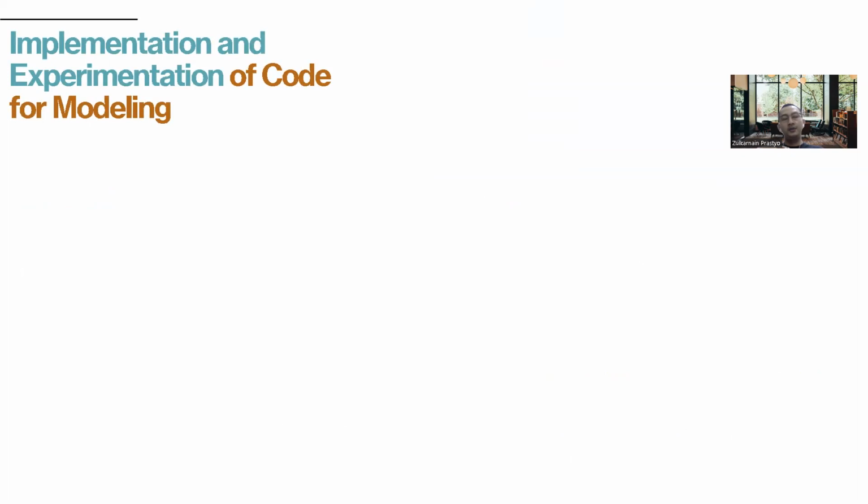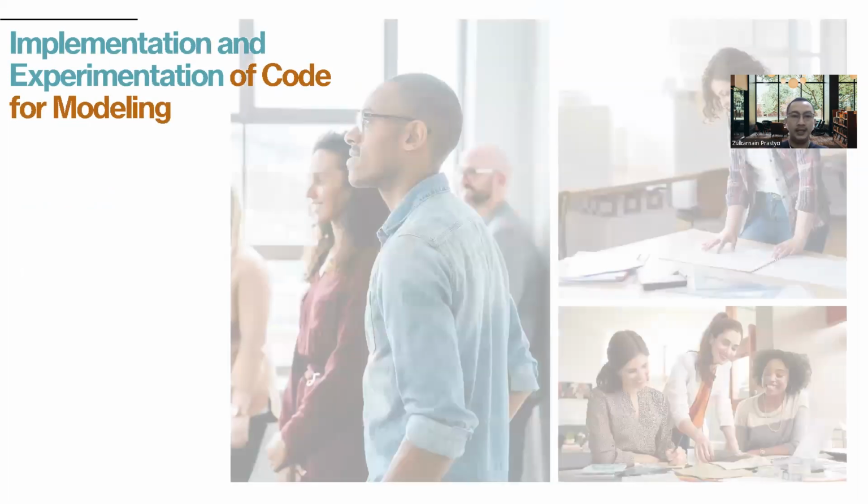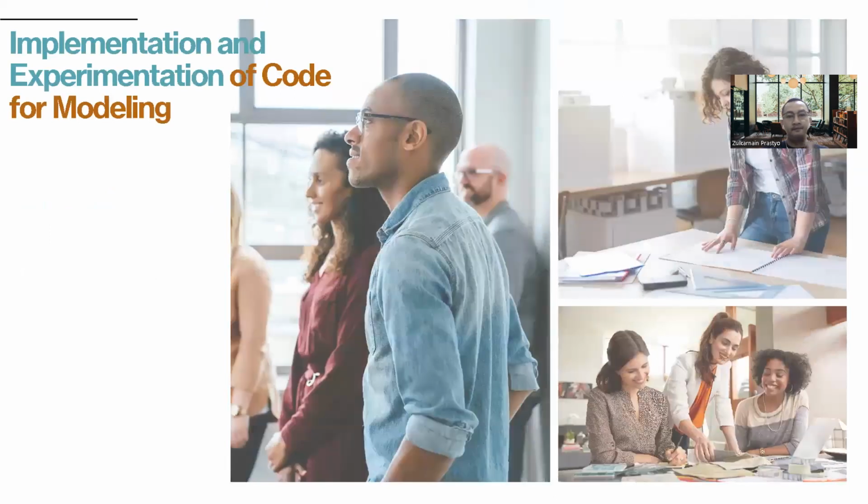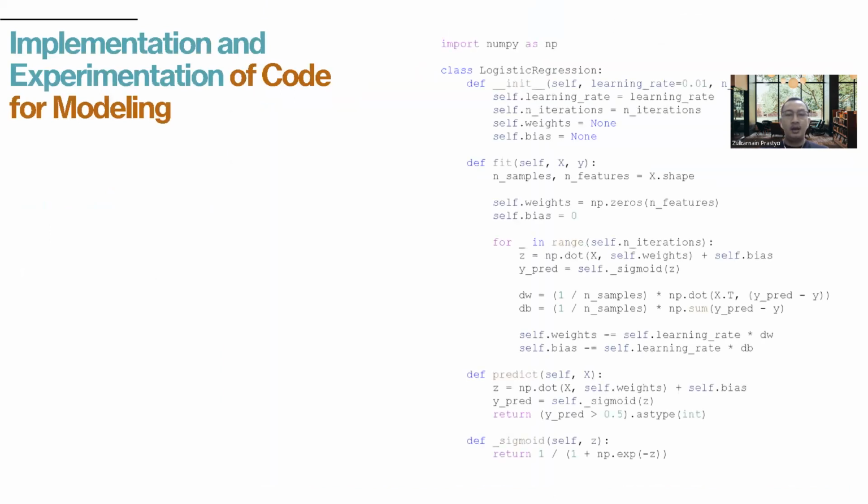So how do we implement logistic regression as code for modeling? I create the code for the first time. I import numpy as np, and then I build a class LogisticRegression with def __init__, def fit, def predict, and def sigmoid.